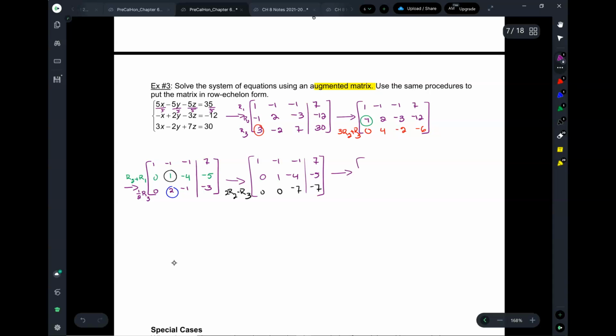So we're almost at row echelon form. To put it in row echelon form, I need that main diagonal to be 1s. So what am I going to do here? Row 3 divided by negative 7: 0, 0, 1, 1. Now this is in row echelon form.